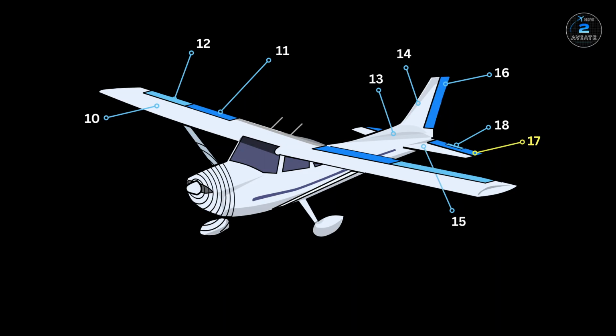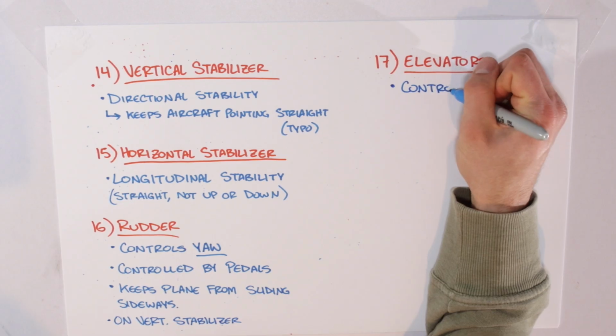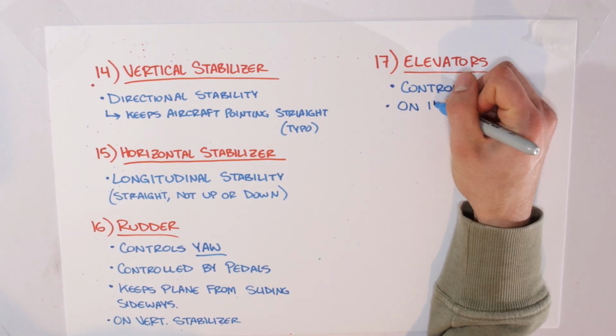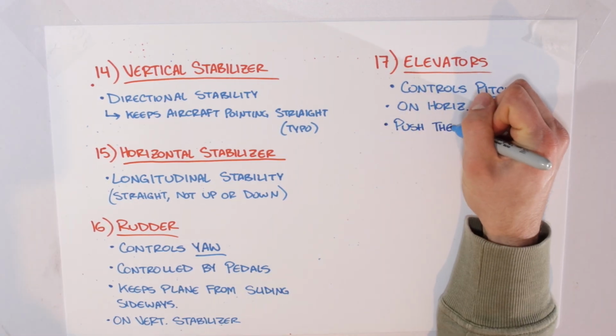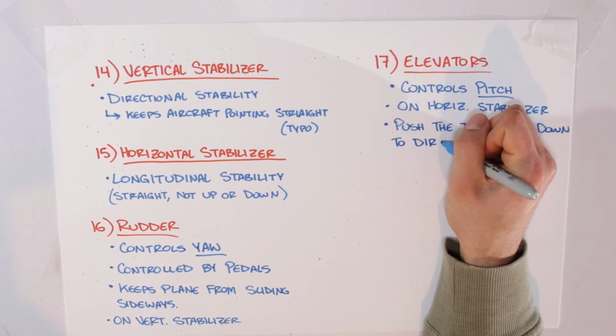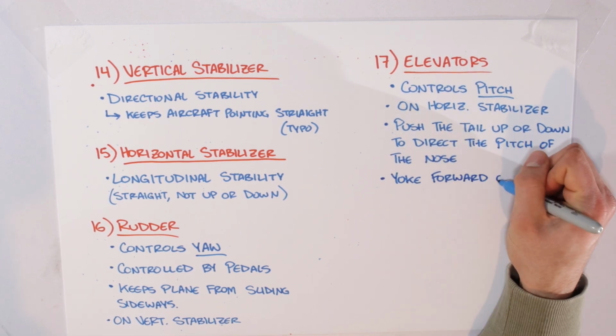Number 17 is going to be the elevators. The elevators are movable surfaces on the horizontal stabilizer. Elevators control pitch, which again is the up and down movement of the airplane's nose along the lateral axis. Most airplanes are designed so the wings naturally try to pitch the nose down. The elevators counter this by pushing the tail down.